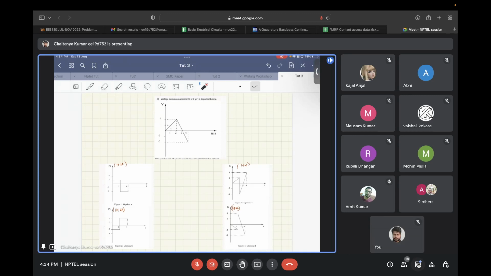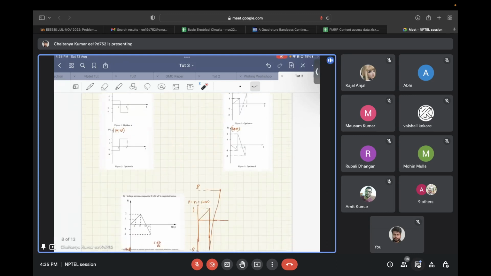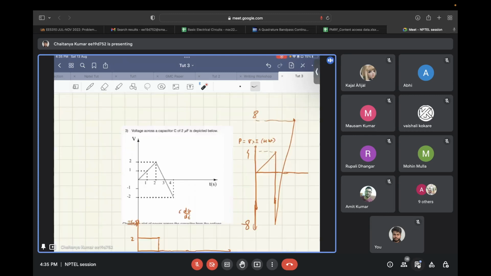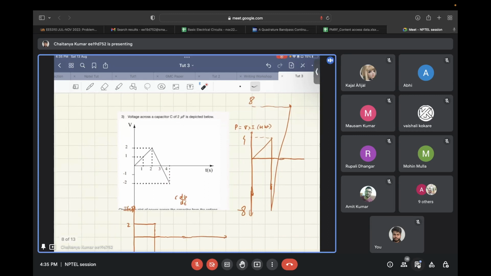Okay, let's see how we solve this problem. We are asked for the power curve, and we know that power is equal to voltage into current. We know the voltage across the capacitor, and we know that the current through the capacitor, I_C, is equal to C dV by dt. So when the voltage is this, the current is the capacitance times the derivative of this curve.